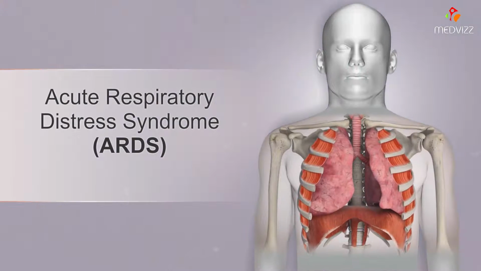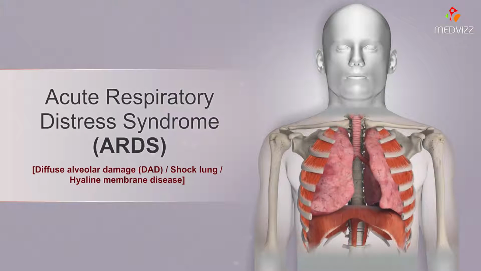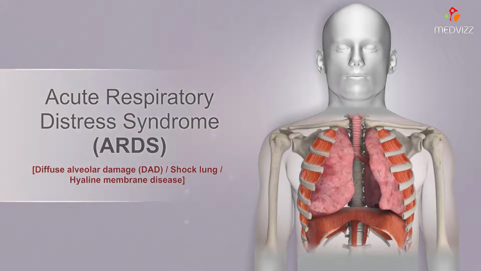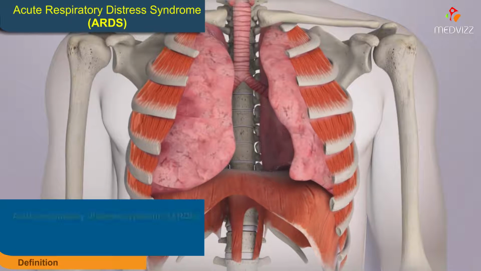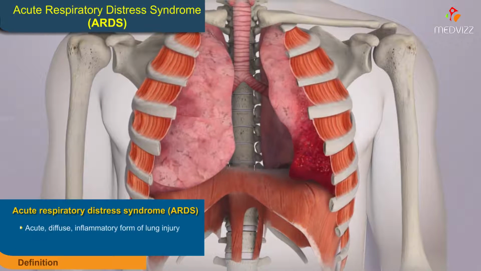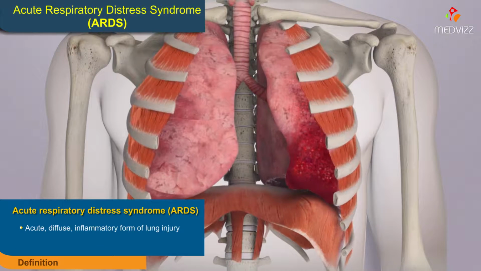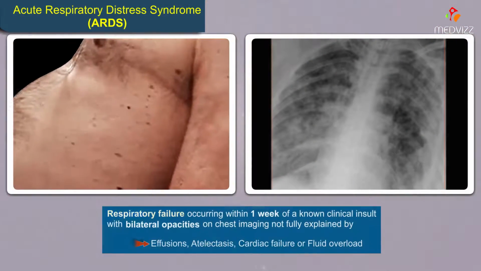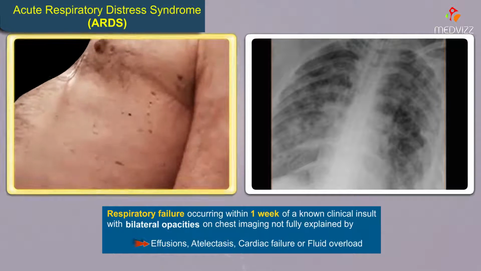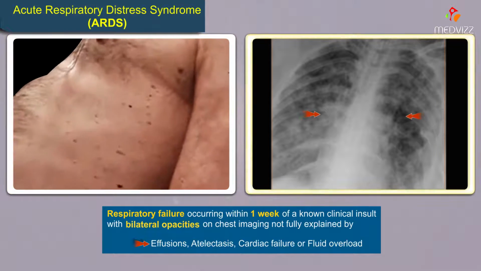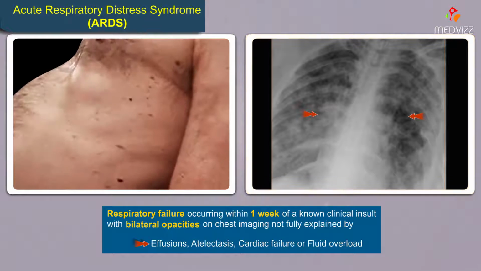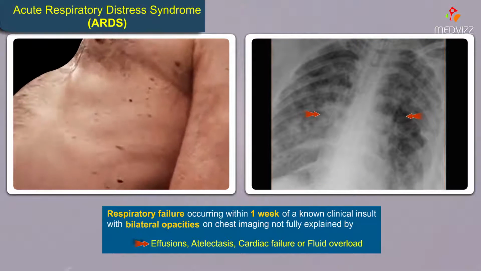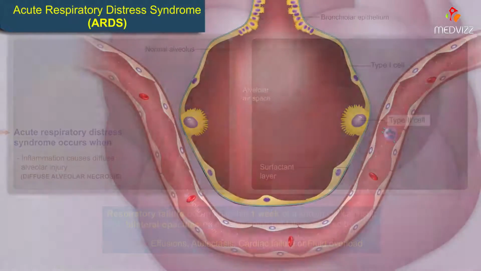Acute respiratory distress syndrome, ARDS, diffuse alveolar damage, DAD, shock lung or hyaline membrane disease. Definition: acute respiratory distress syndrome is an acute, diffuse inflammatory form of lung injury that is associated with a variety of etiologies. Respiratory failure occurring within a week of a known clinical insult with bilateral opacities on chest imaging not fully explained by effusions, atelectasis, cardiac failure, or fluid overload.